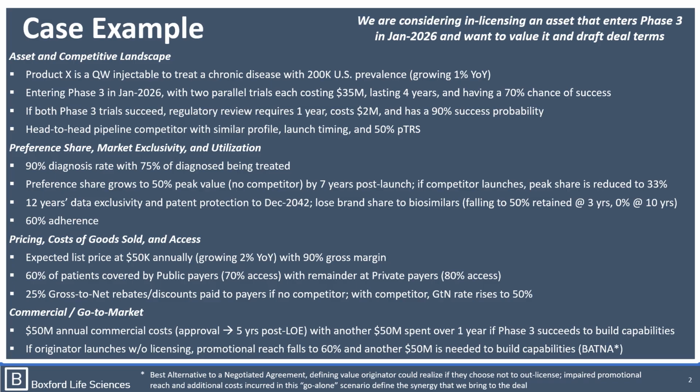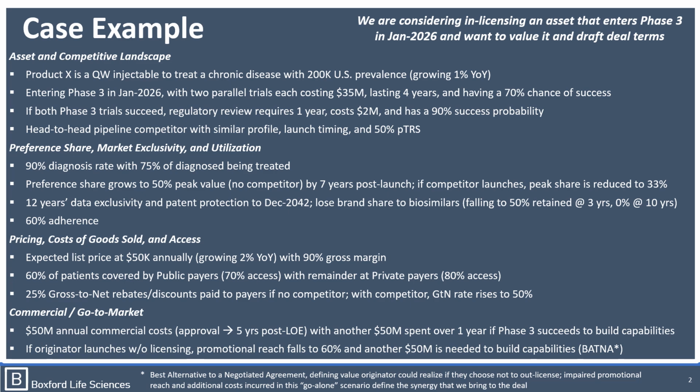Like peak preference share, this is going to depend on whether we have a competitor. If there's no competitor, we have 25% gross to net. If we do have a competitor, it's going to be a more challenging contracting situation, and that gross to net rate rises to 50%. This again is another assumption that we're going to make be contingent upon whether the competitor launches. Finally, we have a number of commercial costs that go aside the development costs.